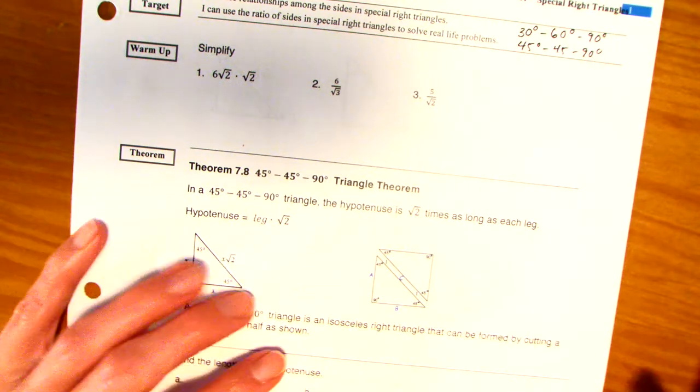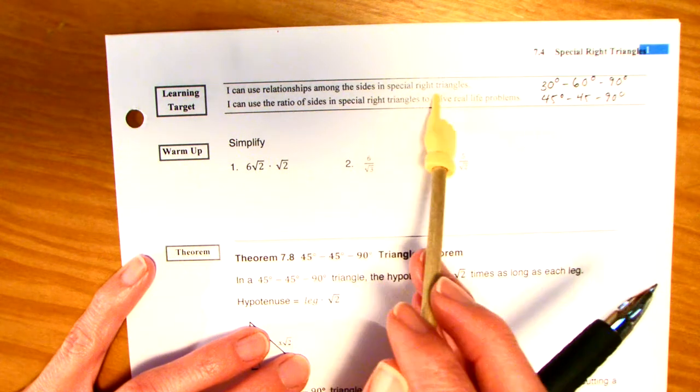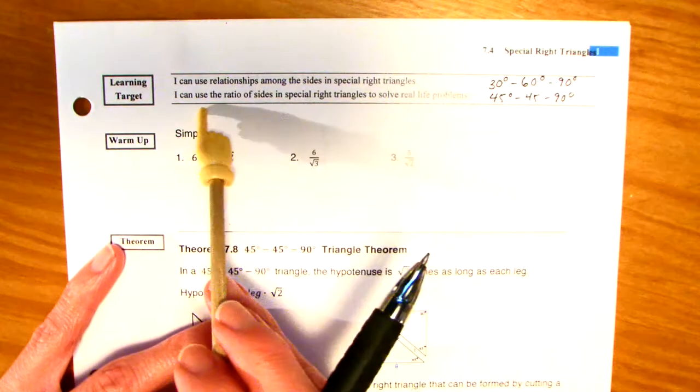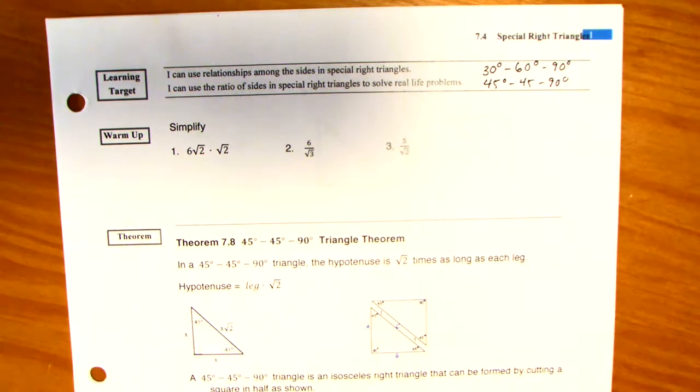Okay. So I can use relationships amongst the sides in special right triangles. And I can use a ratio of sides in special right triangles to solve real life problems. So a little bit of practice.